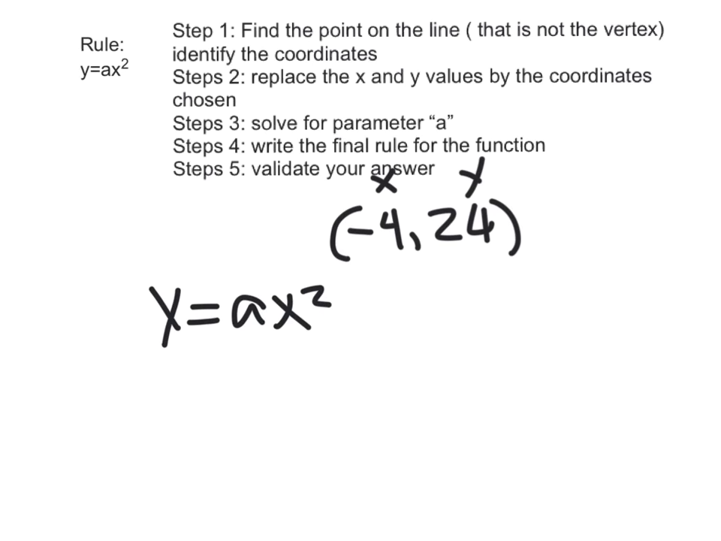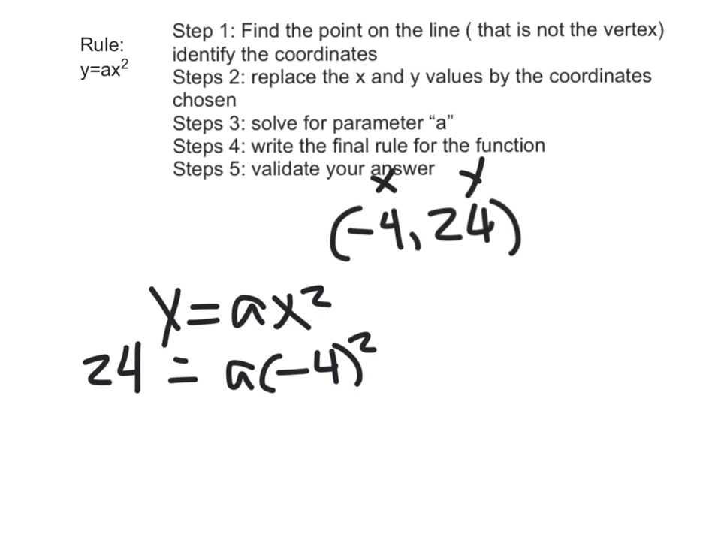So now we want to find the rule. We're going to go back to the graph in slide 1, and we're going to take one coordinate from that graph. I already chose mine, so we're going to use negative 4 and 24, and with that coordinate we are going to solve to get the rule. So now we're going to take our rule and replace the x and y values by the coordinates that we chose. Our x is negative 4, so a times negative 4 squared, and the y is 24.